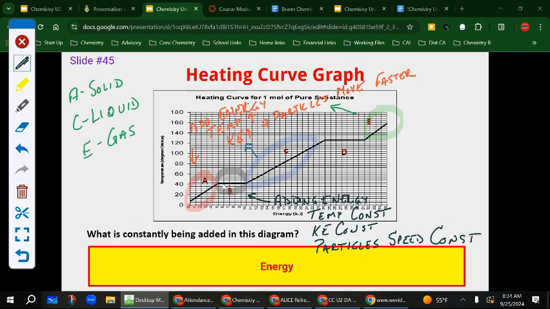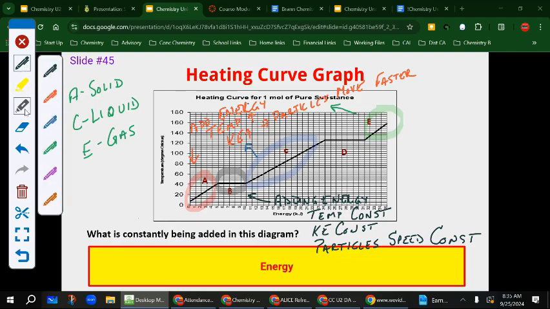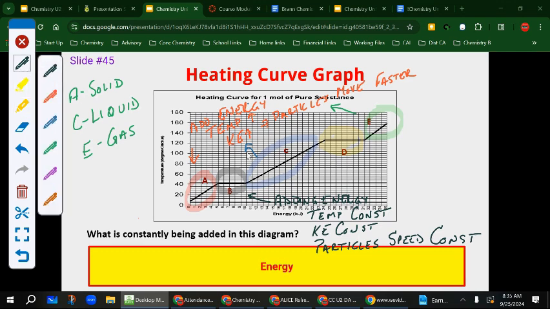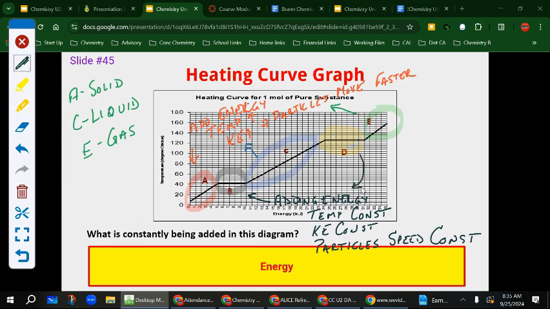So in this area, even though we're adding heat, the temperature isn't going up, the particles aren't moving any faster, and the kinetic energy isn't increasing, correct? What about up here? You bet. That's the same thing.